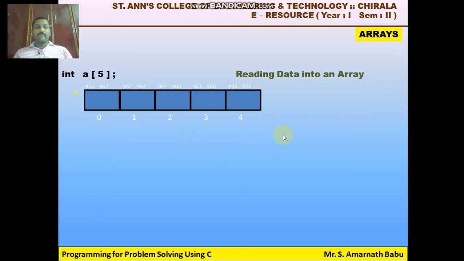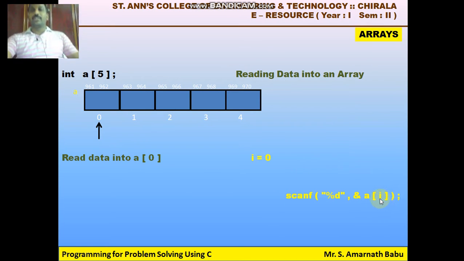So in order to perform that kind of operation, I am considering an iterator to iterate through the entire array one after the other. Here I am considering an iterator, say for example I, and I am initializing the index to 0, because the first element I want to read is at index 0, that is a of 0. So now we need to read data into a of 0, and in order to do that we make use of the function scanf, with %d and ampersand a of I. As the I value is 0, this a of I is a of 0.